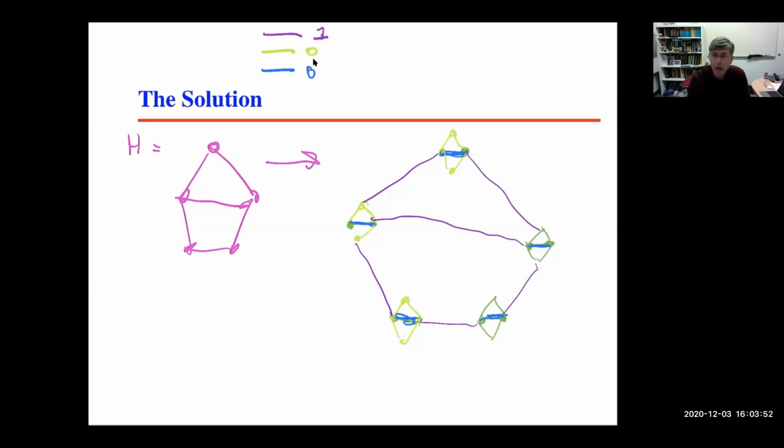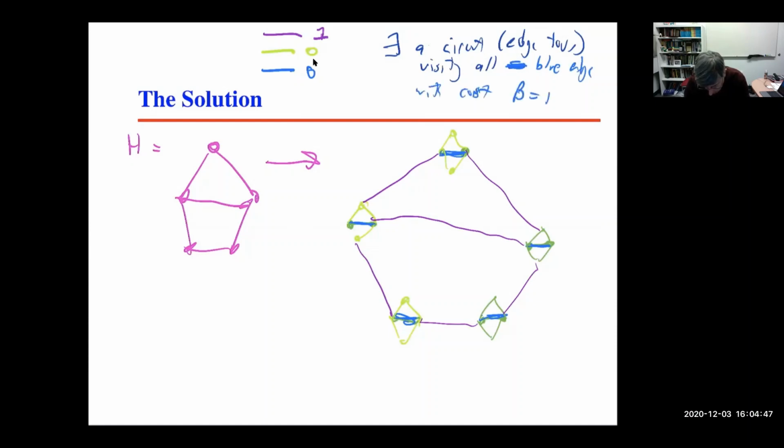Does everybody see what I'm now trying to do? I am going to now ask, does there exist, my claim is, the question here, does there exist a circuit, meaning an edge tour? That's what I'm going to call it, an edge tour. Visiting all blue edges with cost B equals N.